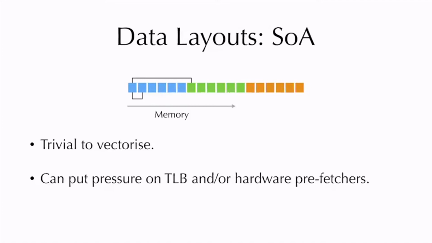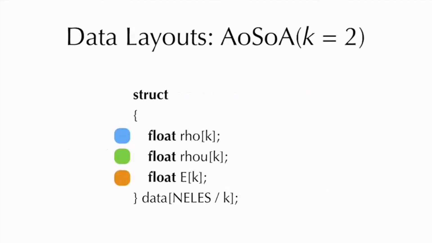The solution to this is to move to a hybrid scheme, which is the AOSOA scheme, which is parameterized by a constant K. And in this presentation, to simplify how things look, I'm going to take K, which is a predefined constant, to be 2. But in practice, it's generally quite a bit larger.